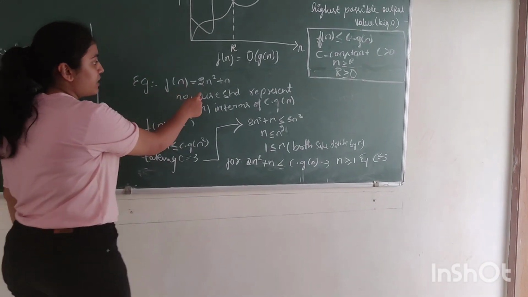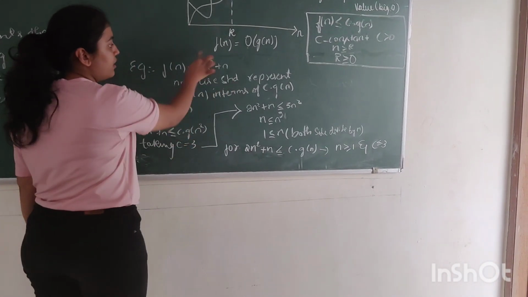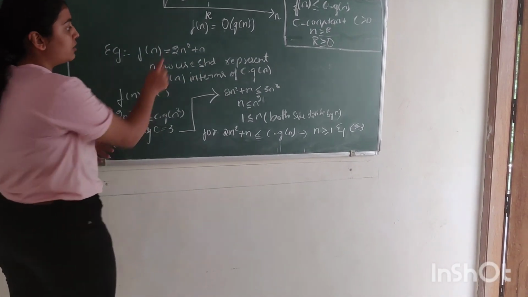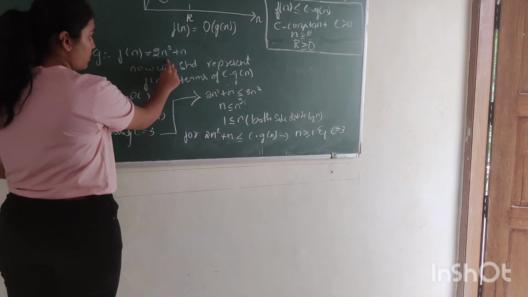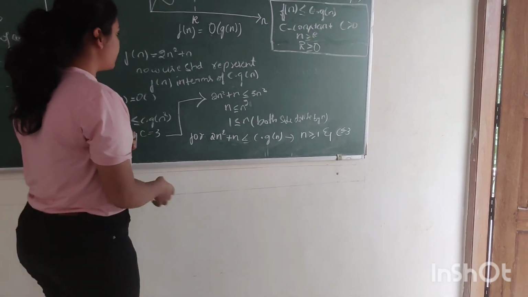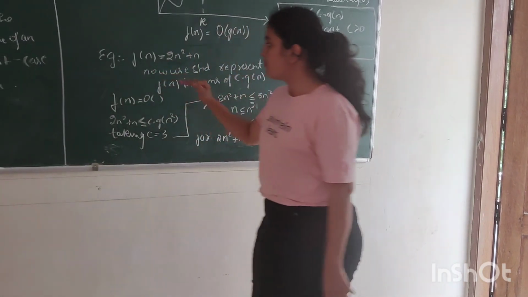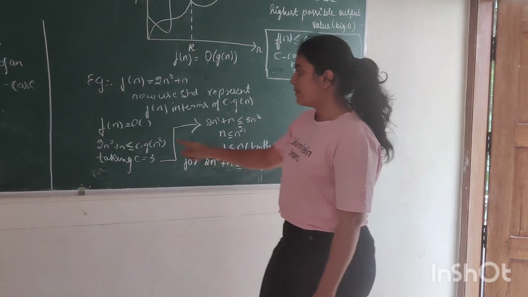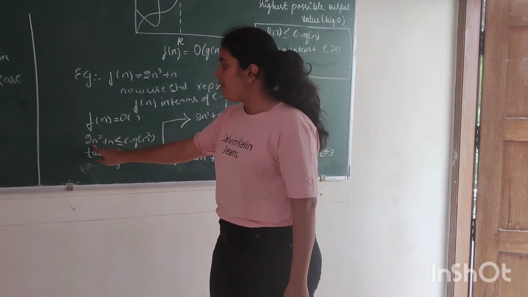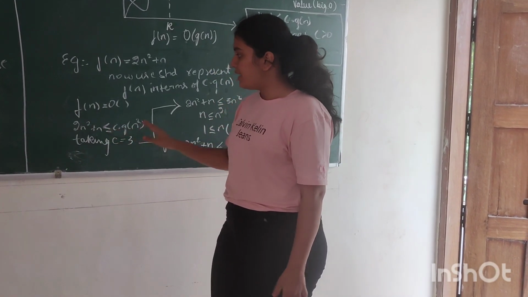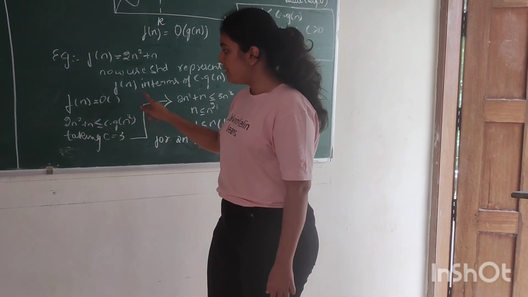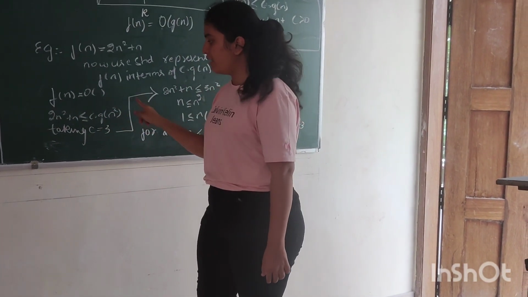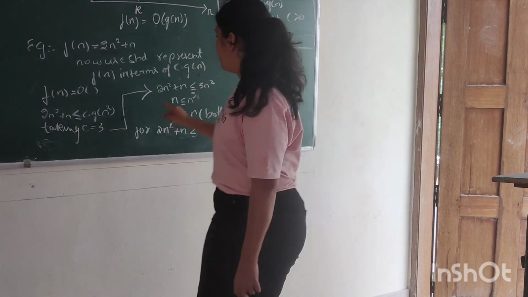So let's take the expression 2n square plus n. Here this is a quadratic expression, and the dominant term is n square. So now we have to represent f of n in terms of c of g of n. So let's evaluate this expression. 2n square plus n is less than or equal to c of g of n square. We will take n square because this should be less than this. So we are taking n square.